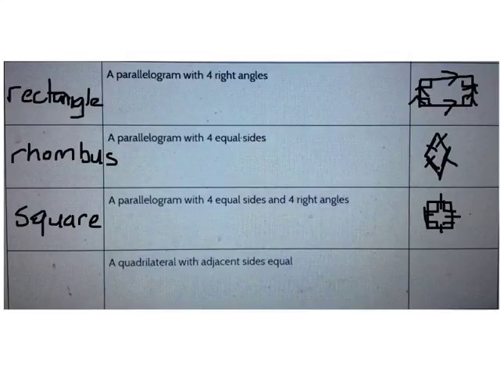The last type of quadrilateral we'll learn about is a kite. A kite looks like a kite you might see in a cartoon, where the sides that are next to each other, or adjacent, are equal to one another.